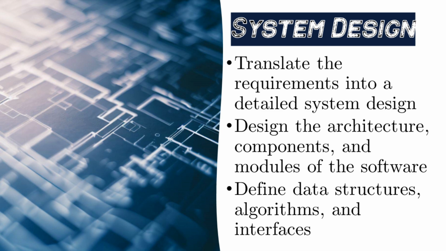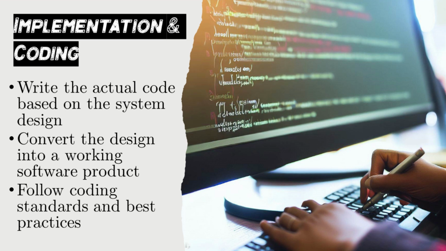System design. Once the requirements are gathered and analyzed, the next phase is system design. In this phase, software engineers create a high-level system architecture and design the software components and modules. The system design phase focuses on defining the overall structure of the software, including its data flow, interfaces, and interactions with external systems.